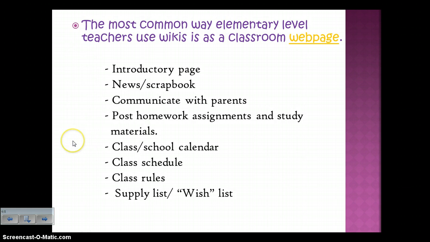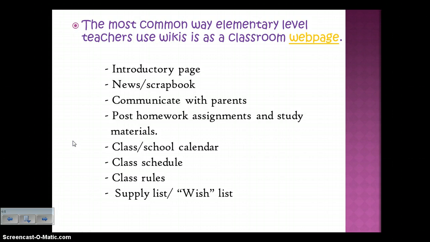You can post homework assignments and study materials. With the older elementary, fourth, fifth, and sixth, they can go on and get it themselves. And the younger ones, their parents can get it for them. Parents can work with them. A class and school calendar, so the parents are aware of different events that are taking place. A lot of schools send home a paper copy, which can easily be lost. If it's located on the wiki, it's much easier for them to find.